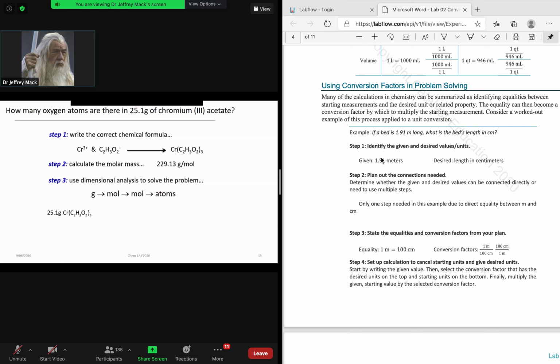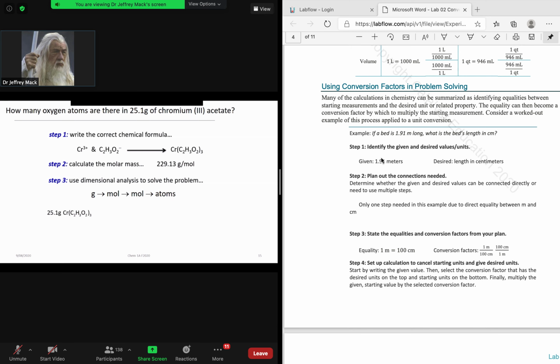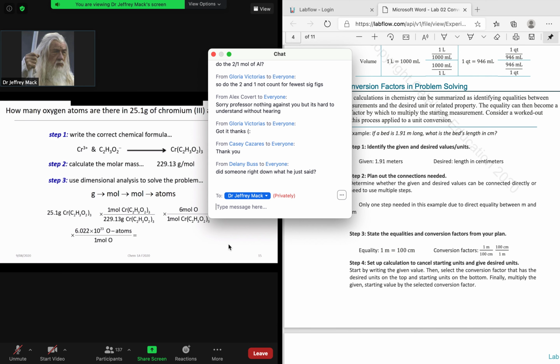So I got 25.1 grams of chromium-3 acetate, and my molar mass is 229.13 grams for every 1 mole. So there I have my grams and my moles. And then from the formula, I know that there are 6 moles of oxygen for every 1 mole of chromium-3 acetate. Remember, if you've got the mole ratios, 3 and then 2, so 2 times 3 equals 6, put the calculator down. And then Avogadro's number is 6.022 times 10 to the 23rd oxygen atoms for every 1 mole of oxygen.